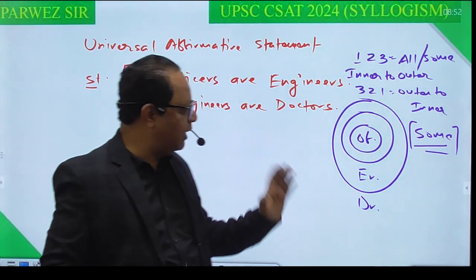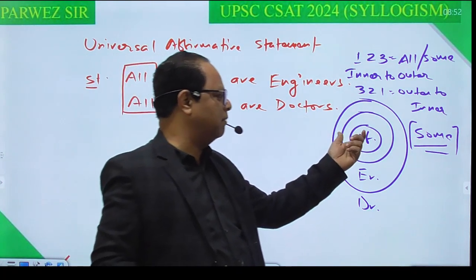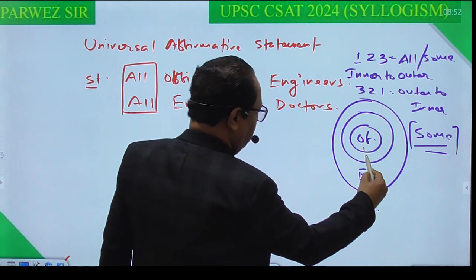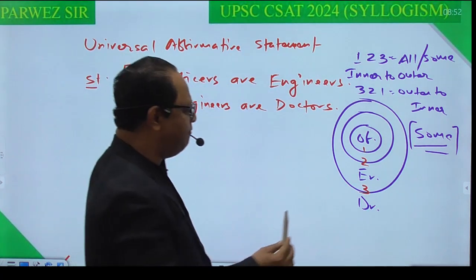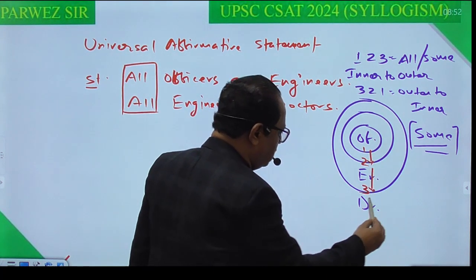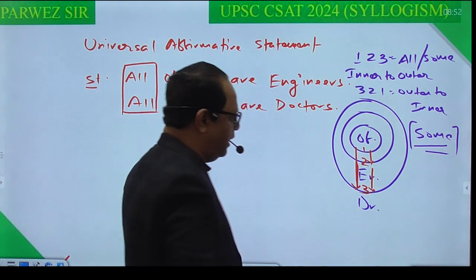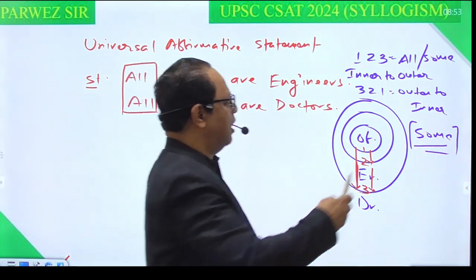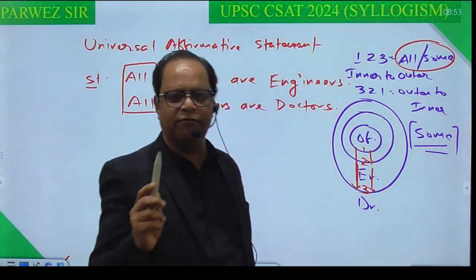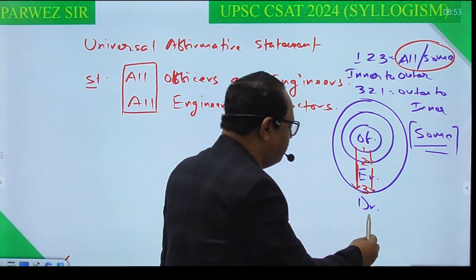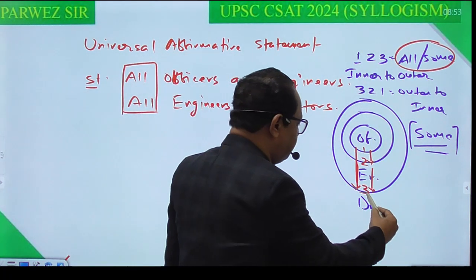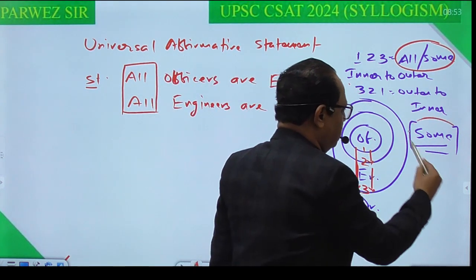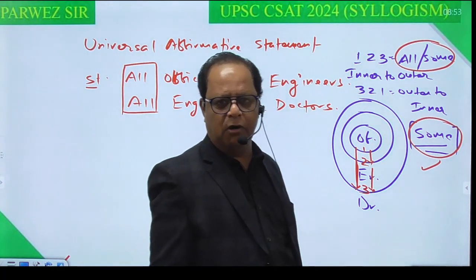Here I discuss moving from inner side to outer side, like this is 1, 2, 3. When moving from inner side to outer side, meaning 1 to 2, 2 to 3 or 1 to 3, we will see conclusion in the form of all and some. And when moving from outer to inner side, meaning 3 to 2, 3 to 1 and 2 to 1, in that case we have to remember our conclusion will always be in the form of some.